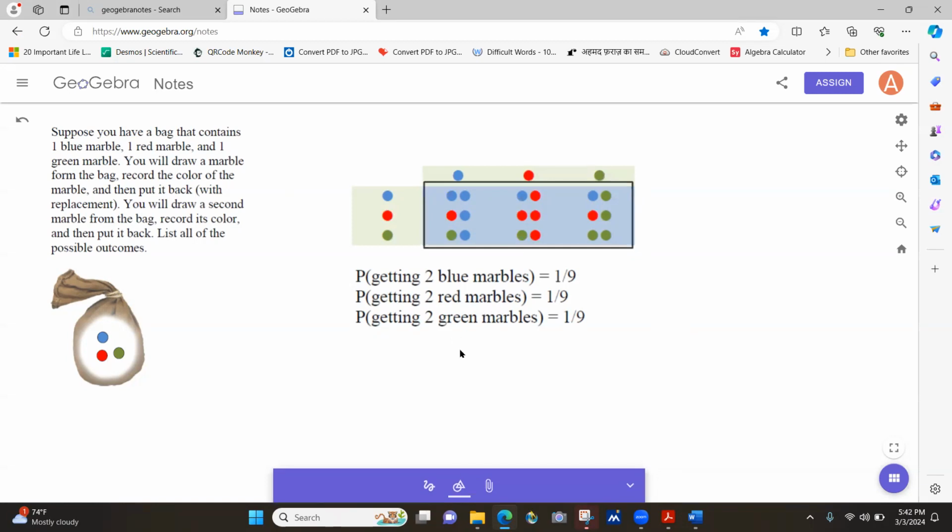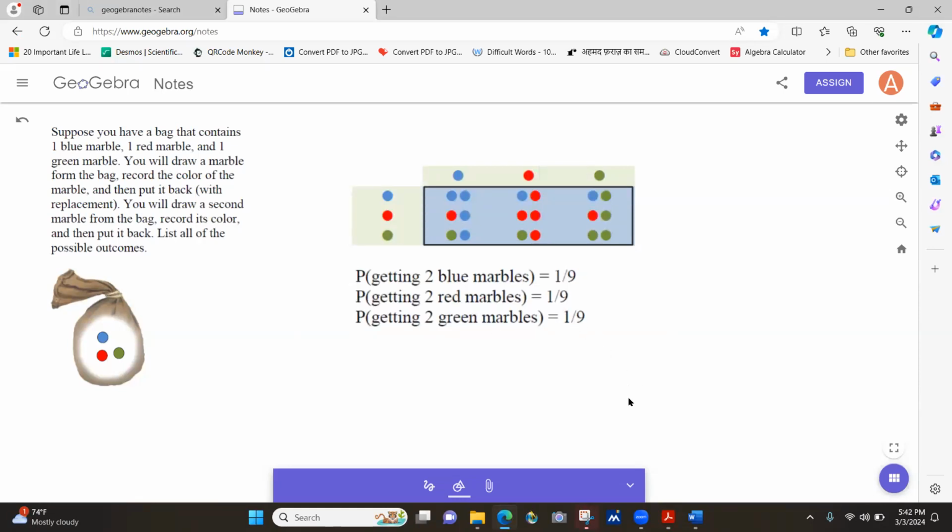Now, let's say we want to find the probability of getting 2 blue marbles. There are altogether 9 outcomes listed in my sample space. Only one outcome shows 2 blue marbles, so the answer is 1/9. What's the probability of getting 2 red marbles? There are 9 outcomes in my sample space. Only one has 2 red marbles. So 1/9.